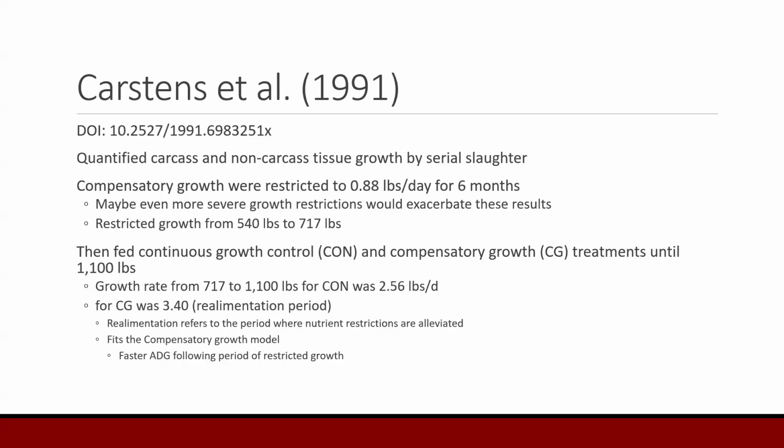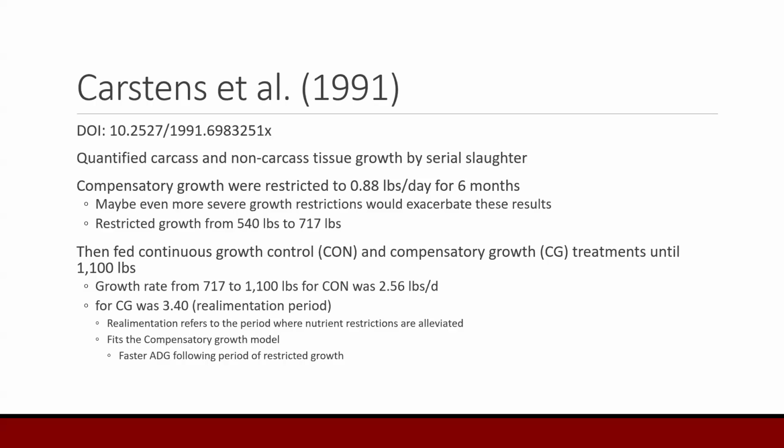And they took that control and the compensatory growth treatment until they harvested them at 1,100 pounds. So they have body composition data at the start of the study, then body composition data at the end of the study, and they looked at that change in protein, fat, ash, and water in different tissues, to see where that period of increased growth rate is happening at the tissue level.